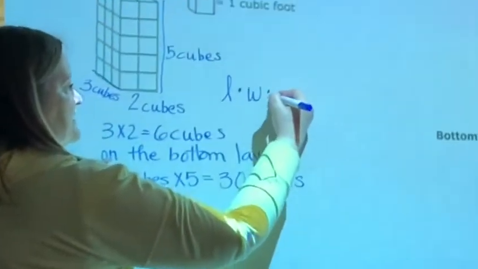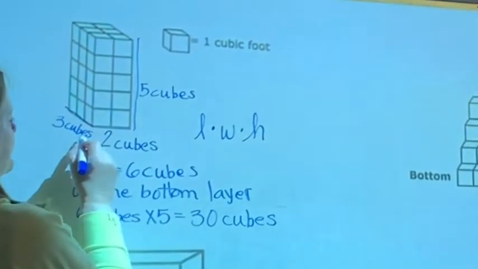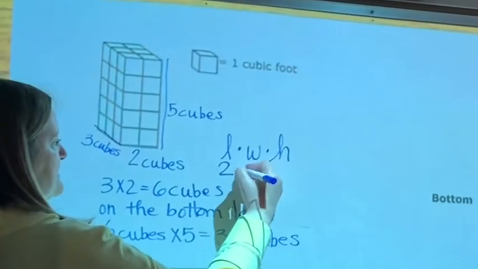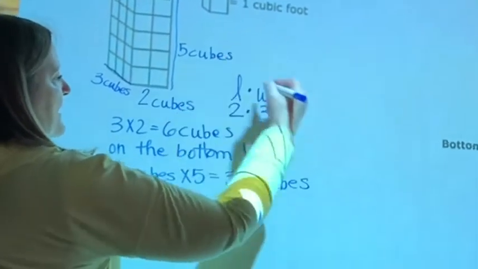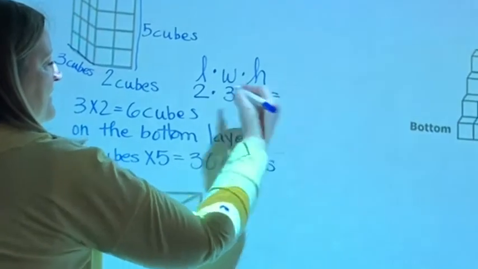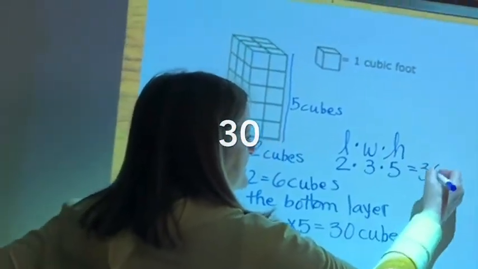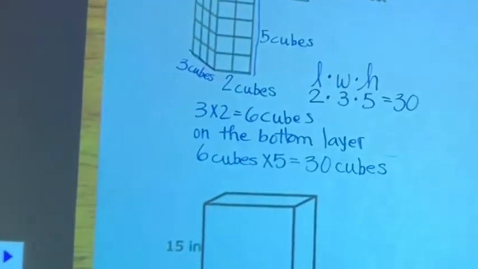So basically what we did here was we just took what we've talked about before, the length times the width times the height. Our length was 2, our width was 3, and the height is 5. And 2 times 3 is 6, and 6 times 5 is 30.